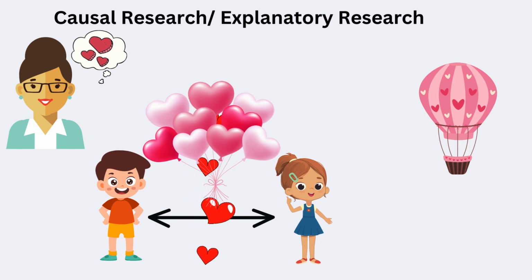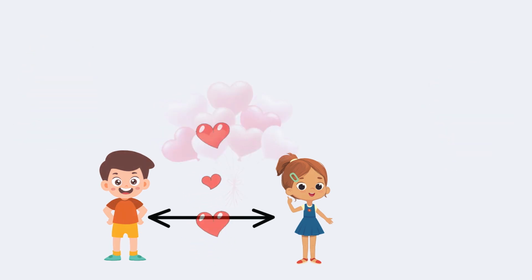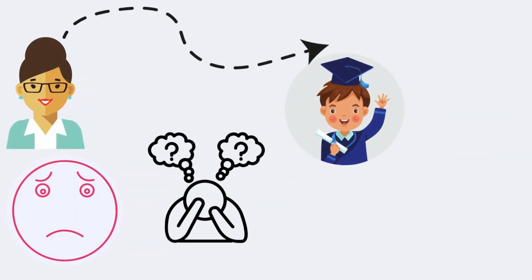Now, we are one step ahead. The mother of the boy came to know about this relationship. The boy told his mother, "Okay, mother, I am in a relationship with a girl." Now, what will happen next? The mother was worried. She was worried about her son's career.